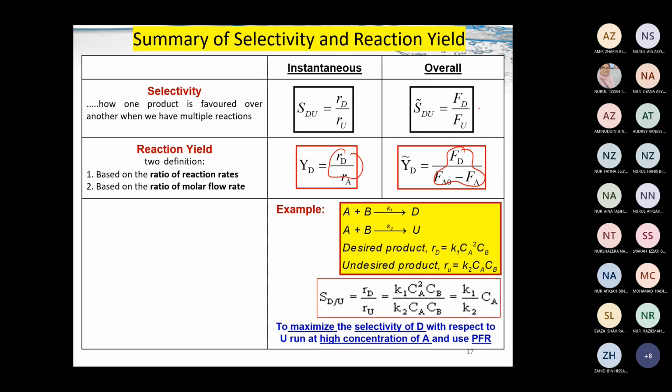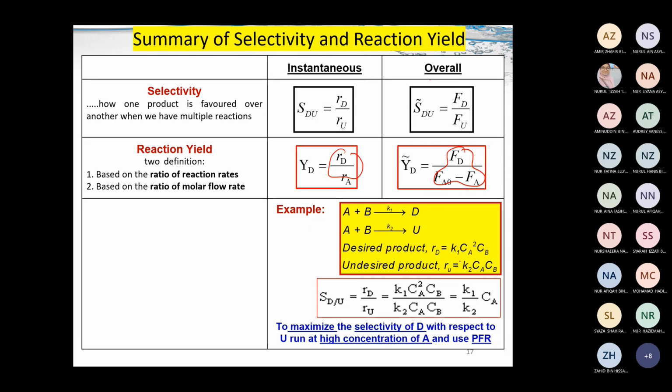Okay, so from here, let's say we have A plus B equals to D, and then A plus B equals to U. Okay, so is this parallel or series? Anak-anak? Is this parallel or series reaction? Parallel. Yes, parallel. Okay, so this is a parallel. Desired product is, okay, so you have RD here. K1 CA CB, then we have a CA CB.